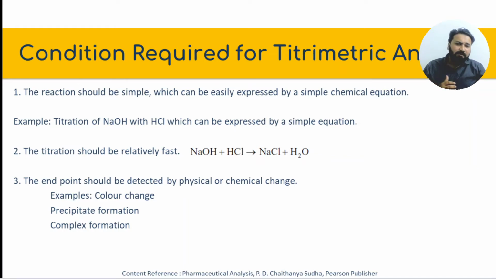So these are the conditions which are required for titrimetric analysis. The reaction should be simple, the titration should be relatively fast, and the end point should be detected by a physical or chemical change. These are the conditions: simple, fast, and the end point must always be detected by physical or chemical change. If it is not detected by a physical or chemical change, then it will not be a successful titration and we will not analyze anything. So these are the basic conditions required for titrimetric analysis.